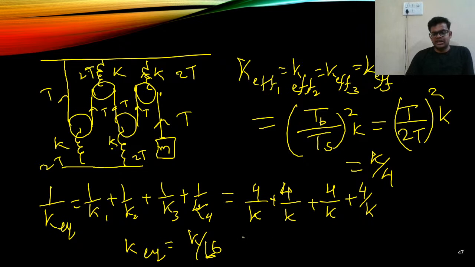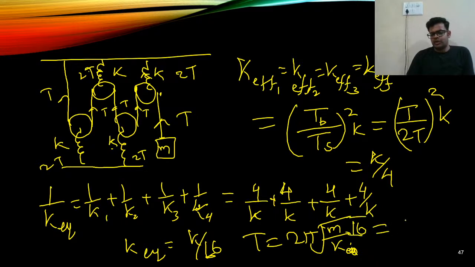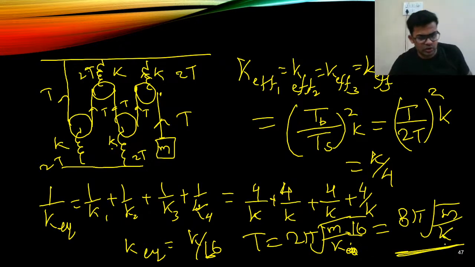So what will be the final time period? T is equal to 2 pi under root of M upon K equivalent. K equivalent is K by 16, so 16 will go up. Finally, 4 will come out, so 8 pi root of M by K. That's all. This is the final time period of oscillation for this system.